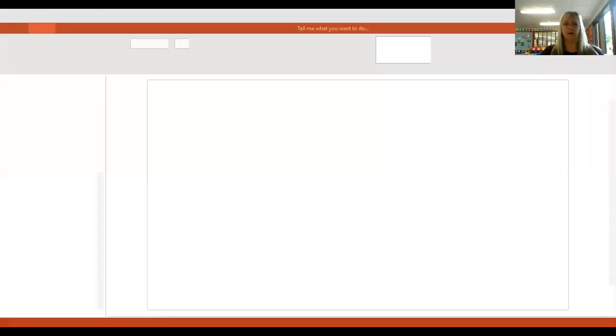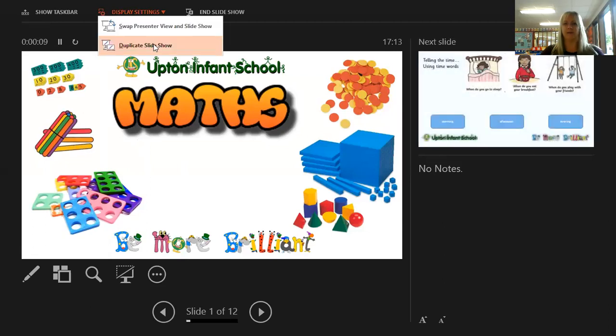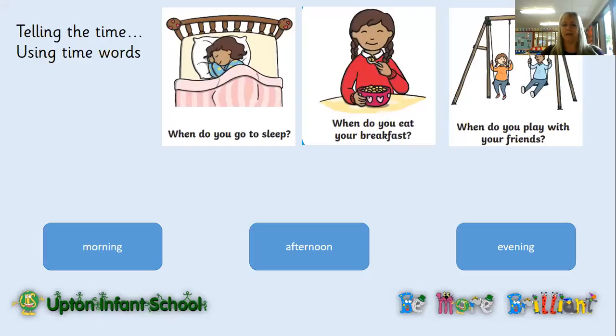Now this week we have been learning all about time, and we started the week by looking at time words. So I'm going to just share. Sorry, I just got to get it up. There we go. So we looked at time words. Here I've got 3 activities that we do every single day, and what I would like us to have a think about is what we do in the morning, which activity we do in the afternoon, and which ones we do in the evening.